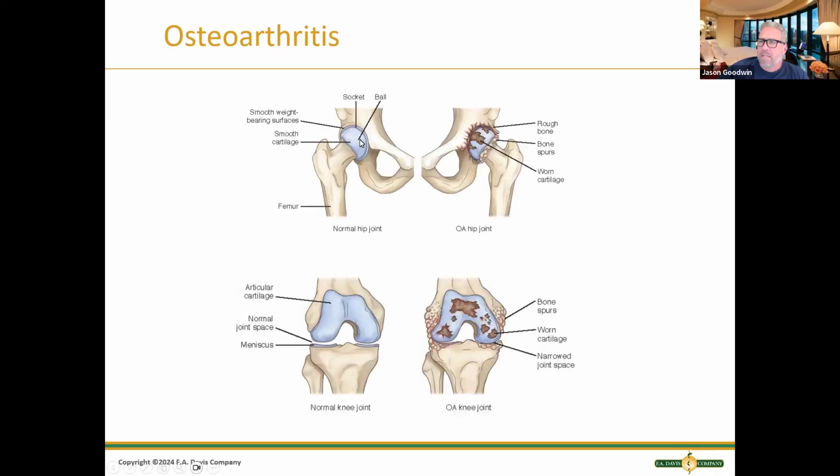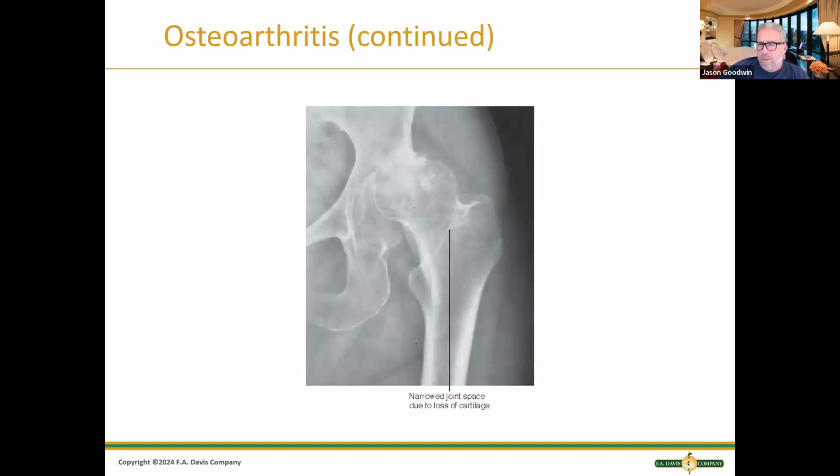So osteoarthritis, you can have in your normal hip joint, ball and socket, and then you have this rough bone or bone spurs, worn cartilage, and that can be rubbing against that area. So you need to get that replaced. Same thing with the knee. You can have bone spurs or worn cartilage, narrow joint space in the meniscus. And so what they do is they can actually cut that out and replace it with a ceramic or titanium replacement. Now, what you're looking at here is just a narrow joint space due to a loss of cartilage, and that's in the hip.